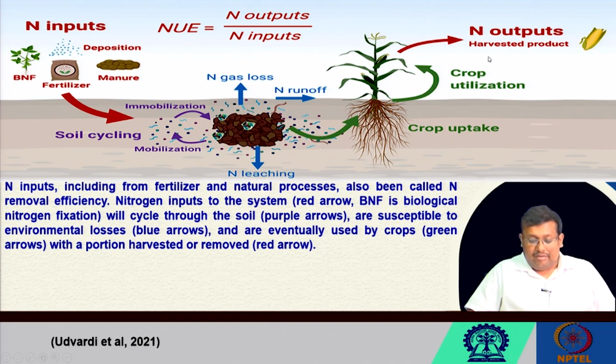Finally, through crop removal there is a loss of nitrogen from the soil. And nitrogen use efficiency we can basically calculate from nitrogen outputs divided by nitrogen inputs. We are going to discuss this in detail in coming lectures.